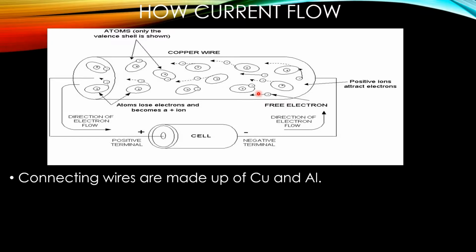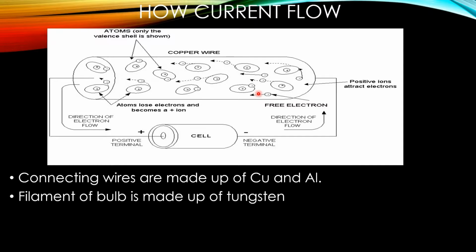Now, some points related to current. First one: connecting wires are made up of metals, especially copper and aluminum. Why? Because resistivity of metal is very low, so current can pass easily. That's why connecting wires are made up of copper and aluminum.